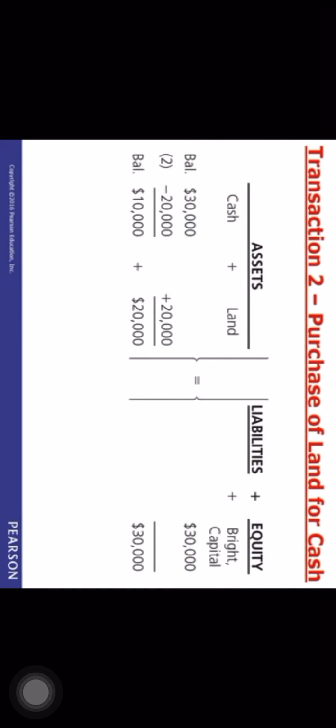Our last step is to make sure our accounting equation balances. And notice one asset, cash, goes down $20,000, while another asset, land, increases $20,000. So our total assets is $30,000, and that does equal the right-hand side, the Bright capital account, $30,000. So yes, our accounting equation does balance after transaction 2.